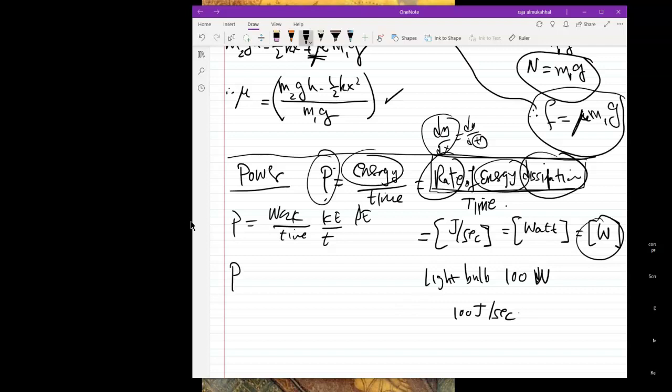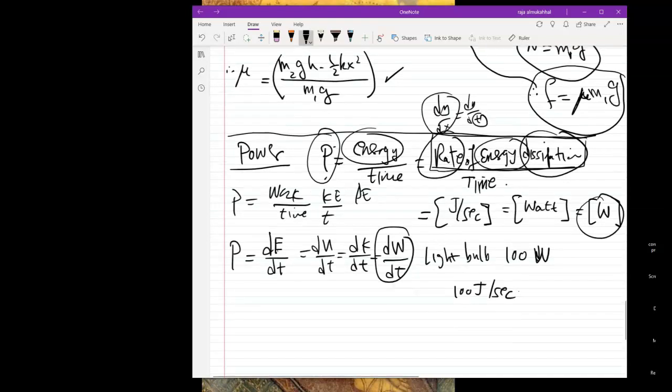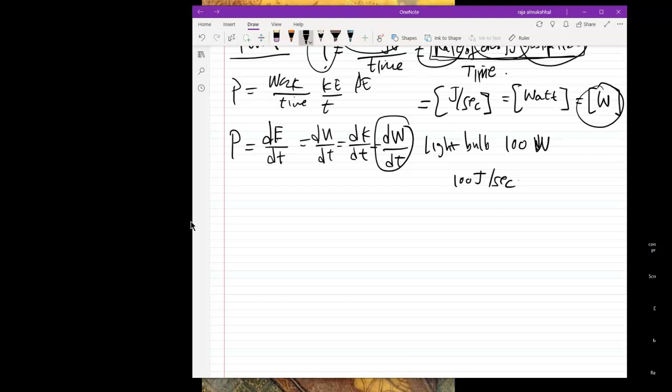Another way of defining it is that power is the derivative of the energy. Let's call it E for energy, per unit time. Or the derivative of the potential energy, or the derivative of the kinetic energy, whatever you want, or the derivative of the work. Let me use the last one here for simplicity. So here we have power is dW/dt.